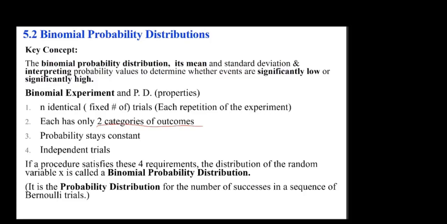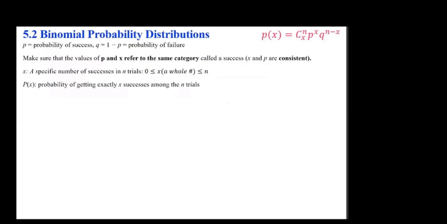2 outcomes. Now, as far as the notation is concerned, P is the probability of success. Q is 1 minus P, or the probability of failure. Make sure that the values of P and X refer to the same category called a success. X and P are consistent. X is a specific number of successes in n trials. It's between 0 and n. Can it be 0? Yes. Can it be n? Yes, but it's nothing beyond it.